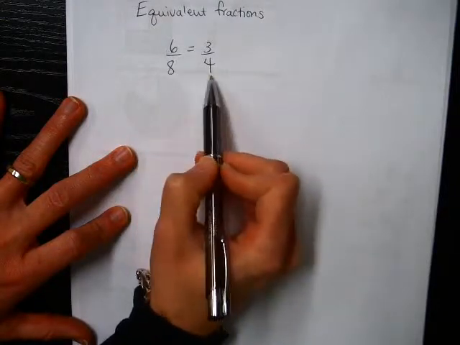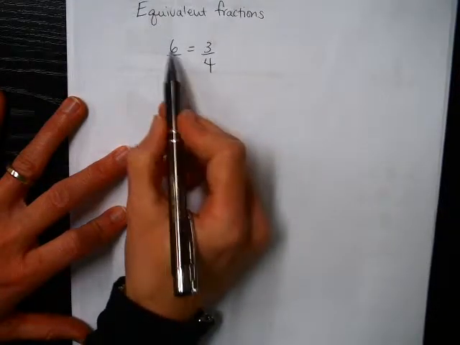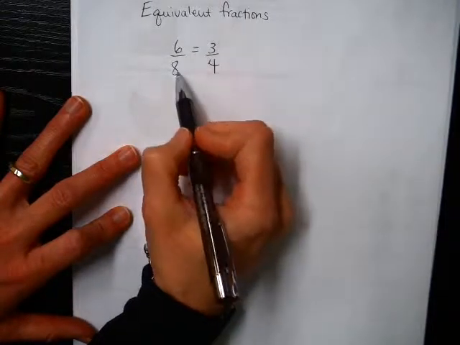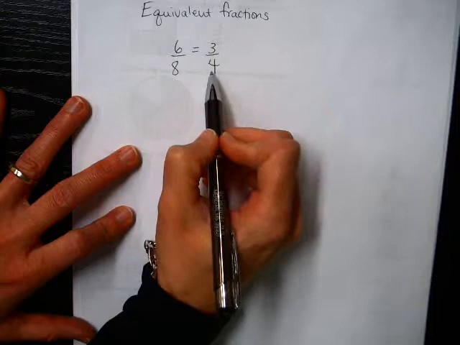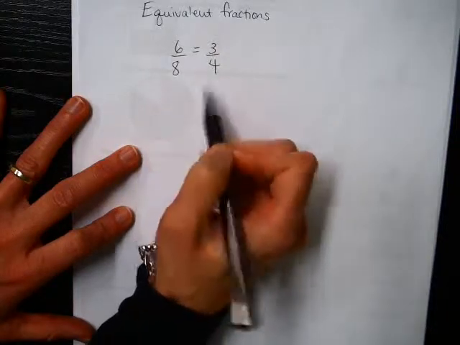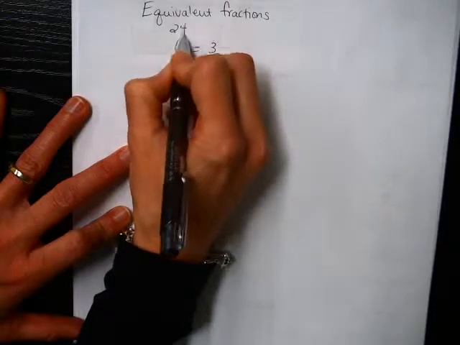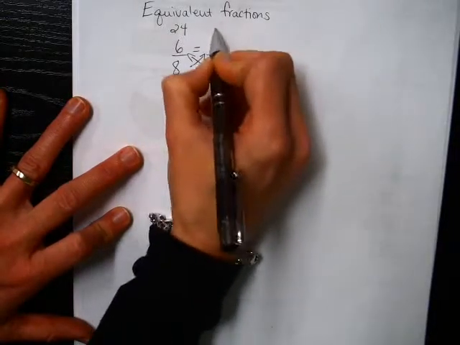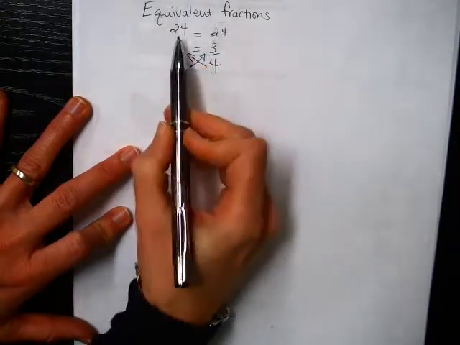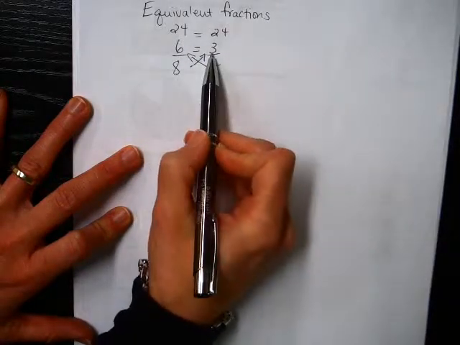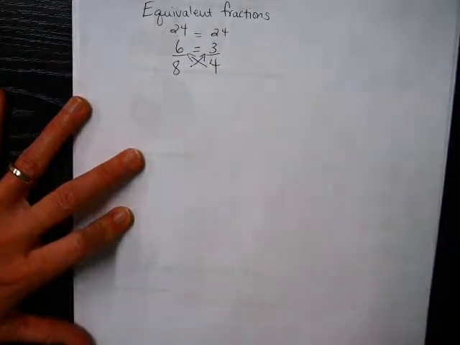Another way that you can check to see if fractions are equivalent is by their cross products, okay? So for 6/8 to be equal to 3/4, their cross products have to be equal. Well, let's test that out. 4 times 6 is 24. 8 times 3 is also 24. And because their cross products are equal, I could also say that these two fractions are equivalent, okay?